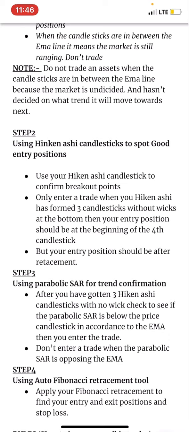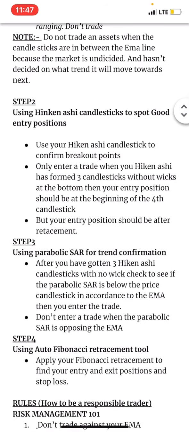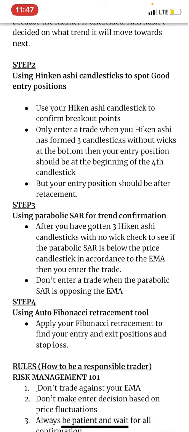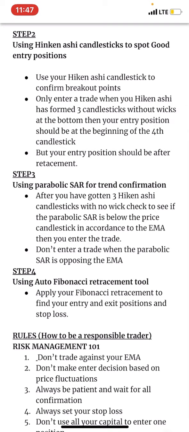Use your Heikin-Ashi candlesticks to confirm breakout points. Then you only enter a trade when your Heikin-Ashis have formed 3 candlesticks without wicks. I am supposed to put a comma there, forgive me for that. And at the bottom of the 3rd, at the beginning of your 4th candlestick, that should be your entry position. Then you should always enter after retracement. This is easier to explain on the chart, so let's head on to the chart. I'll show you what step 3 is, parabolic SAR, but let's head on to the chart.